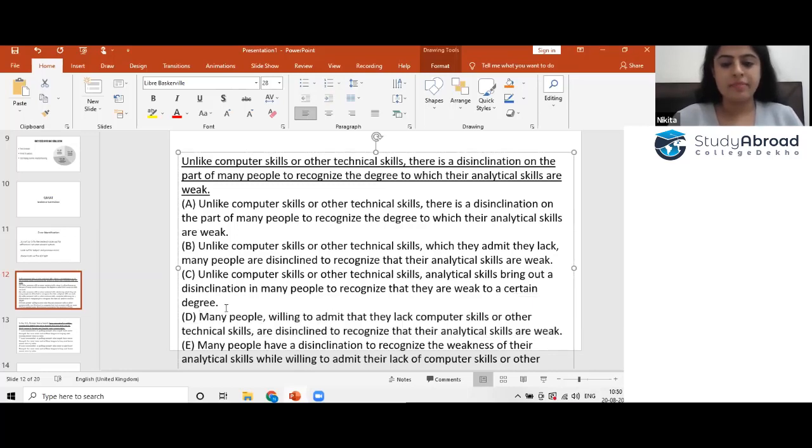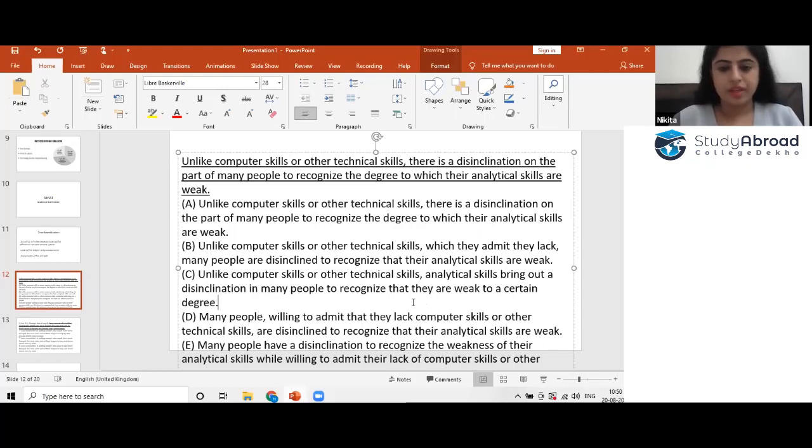Okay, reason being, you see, many people willing to admit that they lack computer skills or other skills are disinclined to recognize that their analytical skills are weak. So the comparison of technical and computer skills is aptly made with the analytical skills. Okay, in comparison, it is not done in the other options.